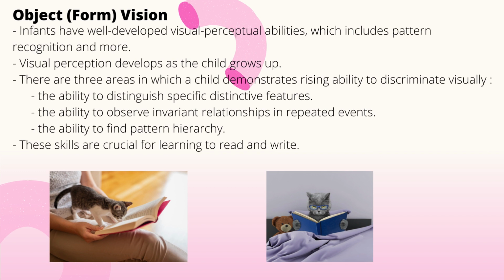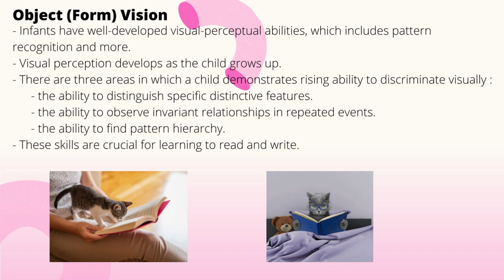Now, under visual perceptual function, there is a type of vision called object vision, also known as form vision, in which infants have well-developed visual perceptual abilities, which include pattern recognition, and usually happen long before infants can manipulate objects or move around in space. Visual perception develops as a child grows up, with most developmental changes taking place between 4 and 9 years of age. However, children vary in the rate at which they acquire perceptual ability, effective usage of capacity, and more.